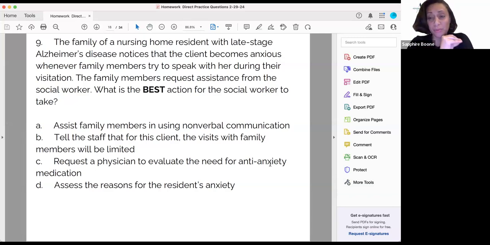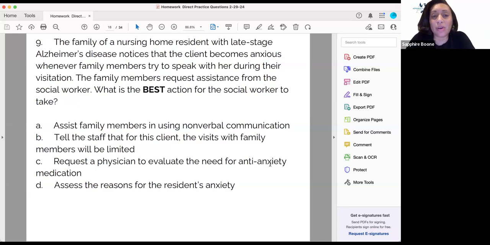This is the principle for this question. When a client asks you or requests something of you, your answer should address that. So the family members are requesting assistance from the social worker. It's really not anything that the resident is doing or anything that needs to be addressed with the resident, because you would have to know a little something about late stage Alzheimer's.